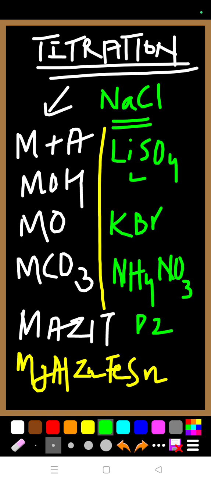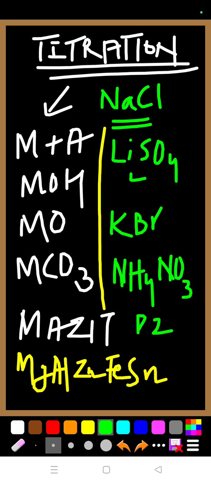Miss, can you repeat the question? Describe and explain the steps you would use to prepare a fresh, pure or dried sample of sodium chloride, lithium sulfate, potassium bromide or ammonium nitrate. Any one of these salts can come.